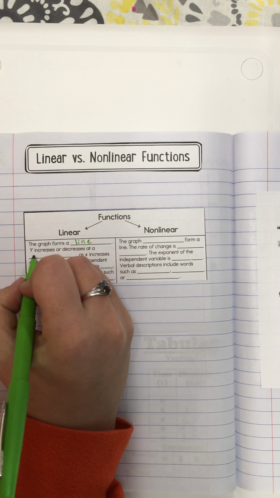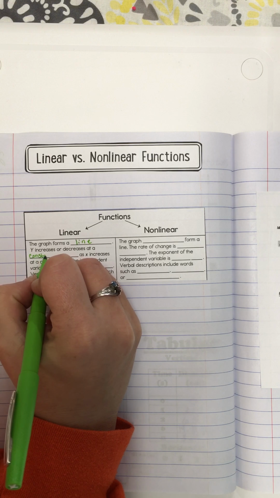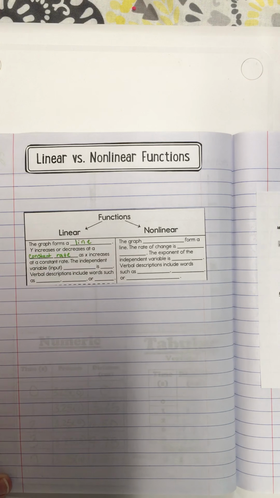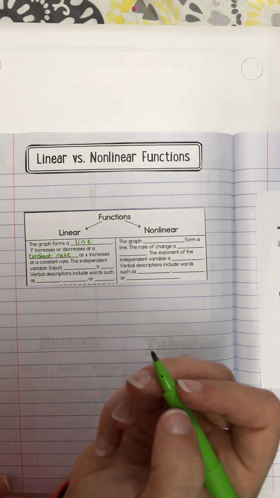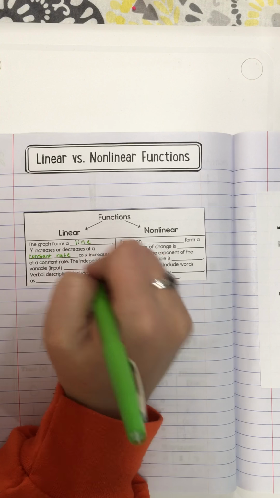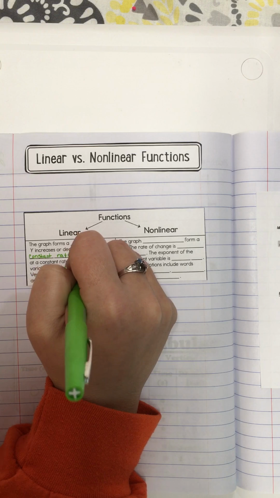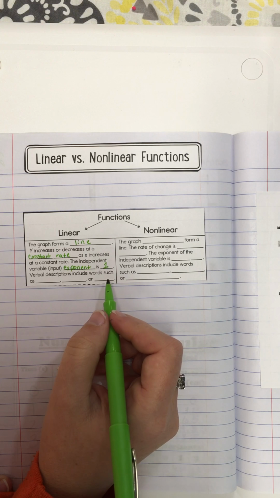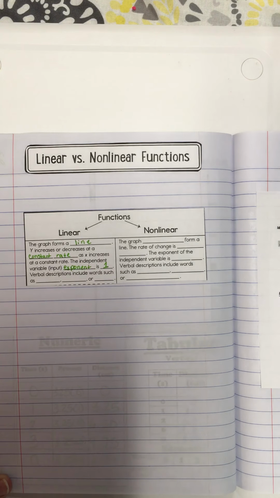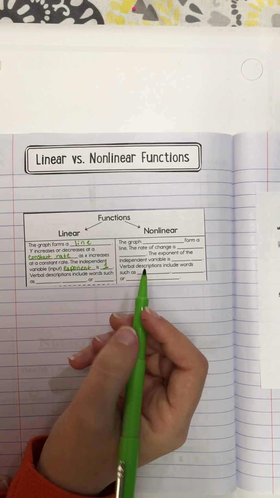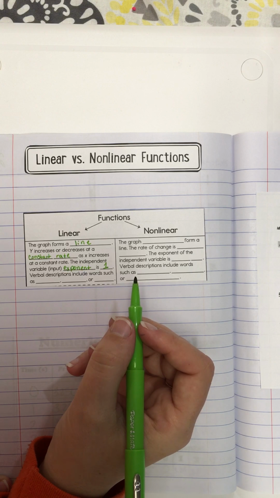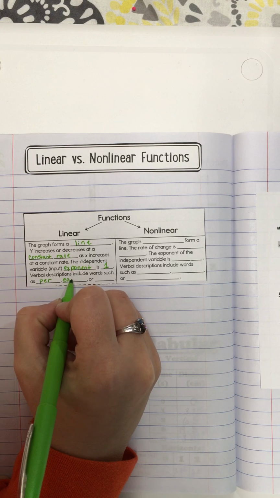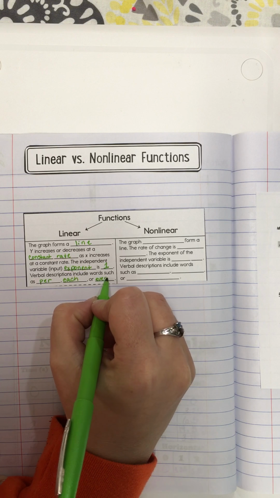Y increases or decreases at a constant rate as x increases or decreases at a constant rate. The independent variable, which is the input, has an exponent of 1. The reason we have to specify that is the further you get into math, the exponent will not be 1 every time. Okay? Verbal description includes words such as per, each, and every.